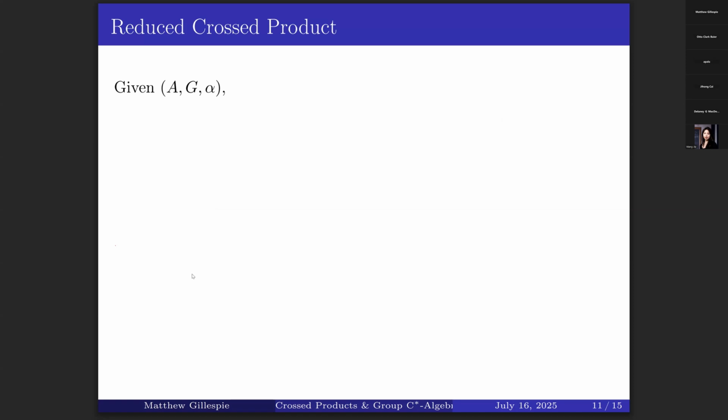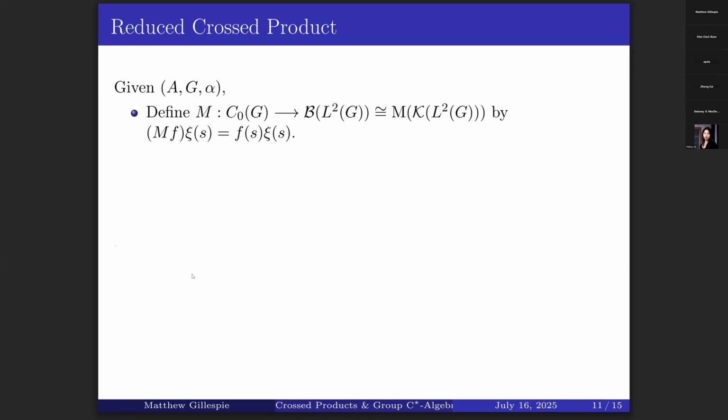So given the system A, G and alpha again, what I'm going to be doing to define the reduced cross product is find a particular representation of the full cross product, and then take a quotient of the full cross product by the kernel of that representation, and that will give me my reduced cross product. So don't worry too much about the details of all of these representations. More so, the idea is to just think about this reduced object as the quotient of the full object.